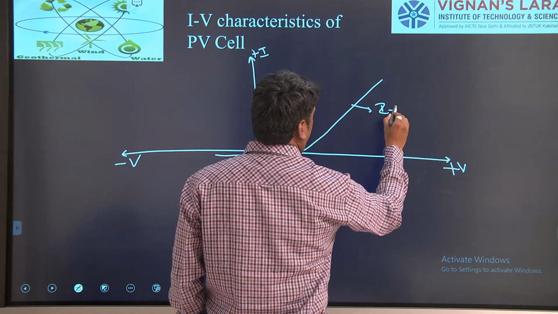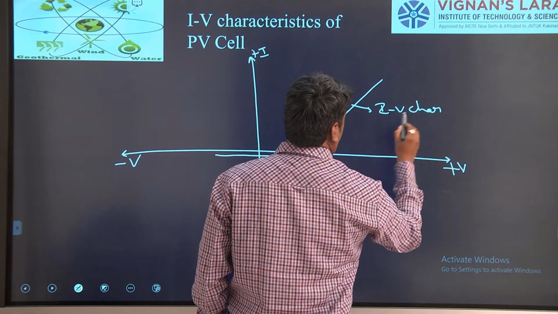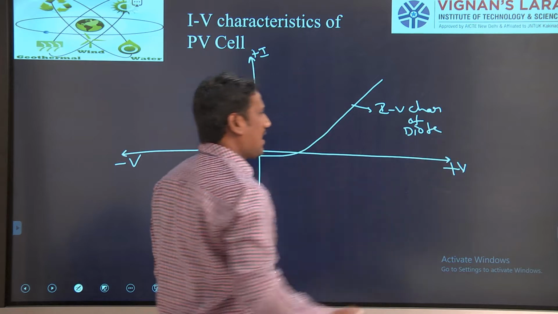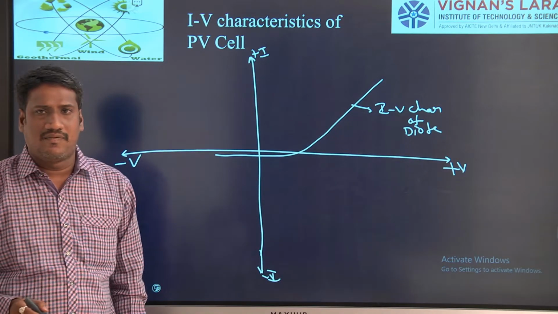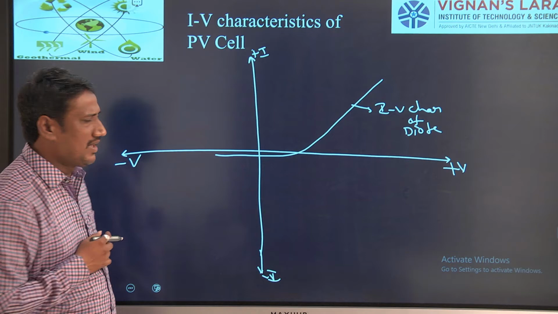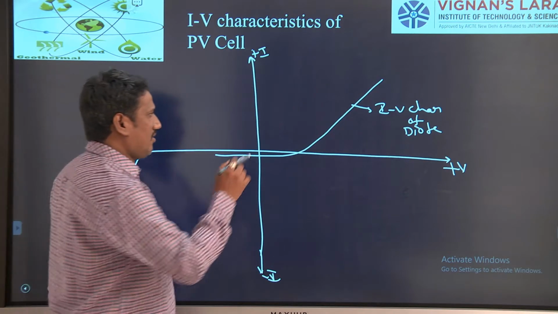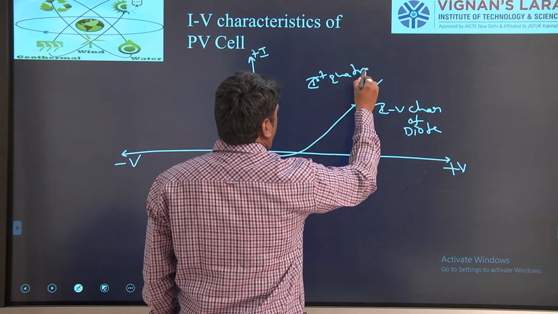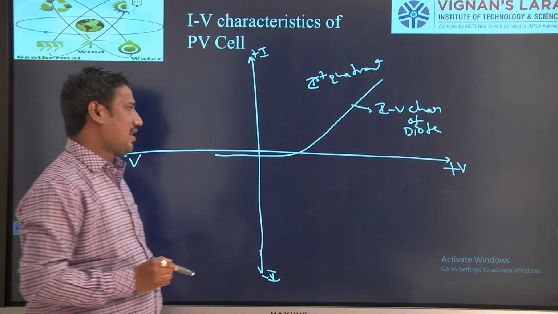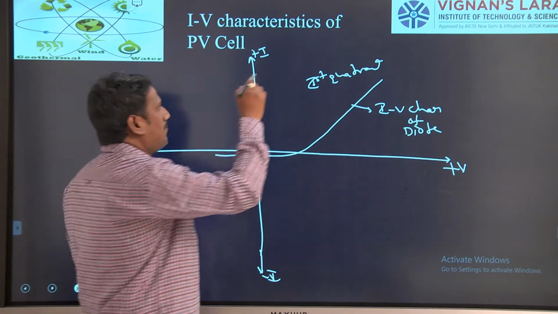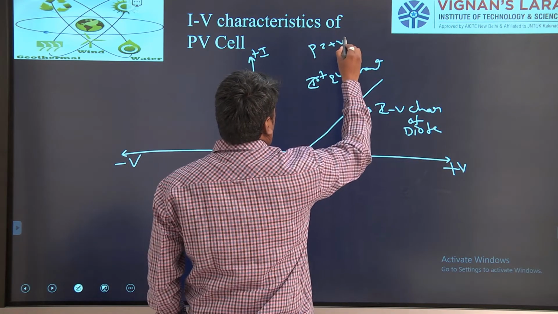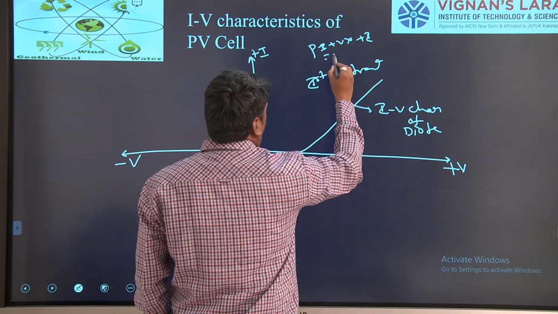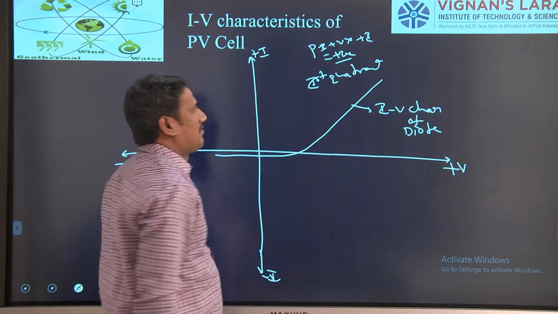Practical IV characteristics of a diode will be like that. Okay. Already we are saying that in the first quadrant, the operation of diode will be in the first quadrant, where P is equal to plus V into plus I, and we will have a power that will be positive. Power will be positive, that we have seen.